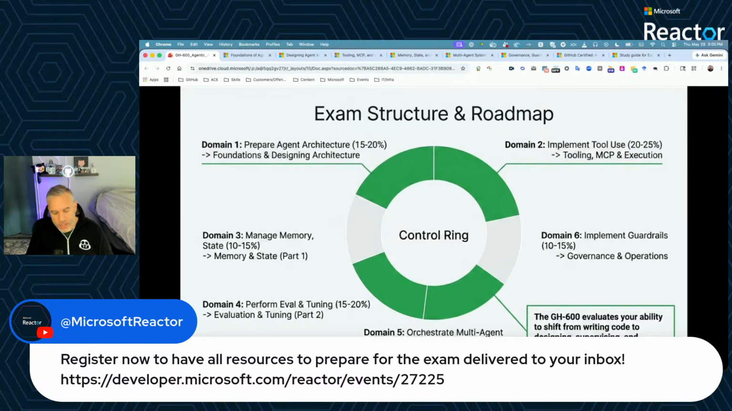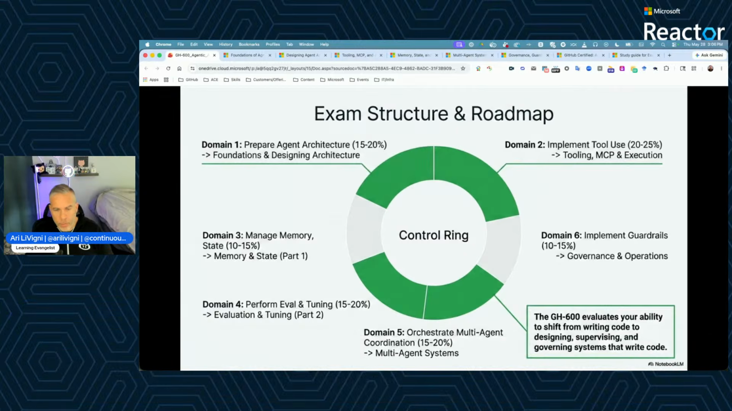What I love about this exam too, and the certification overall, is that a lot of our certs have been kind of product based, as you've seen, like GitHub Copilot or GitHub Actions or the GAS exam or foundational, and then the GitHub admin, of course, which focuses on administration. What I love is that this one is more persona based, right?